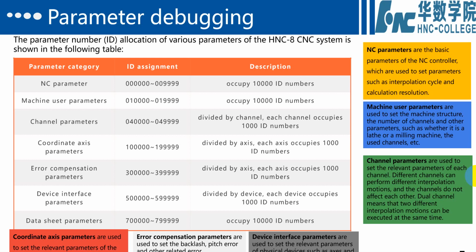Next, the coordinate axis parameters. These parameters are used to set the relevant parameters of the logical axis used in the channel. Then the error compensation parameters. These parameters are used to set the backlash, pitch error, and other related error compensation. And last one, device interface parameters. These parameters are used to set the relevant parameters of physical devices such as axes.